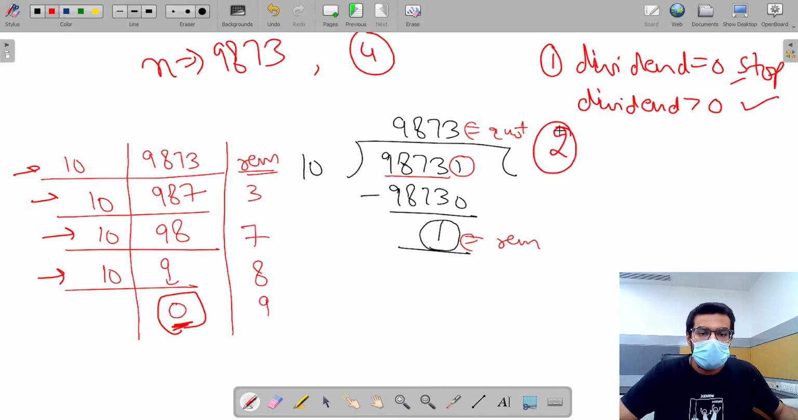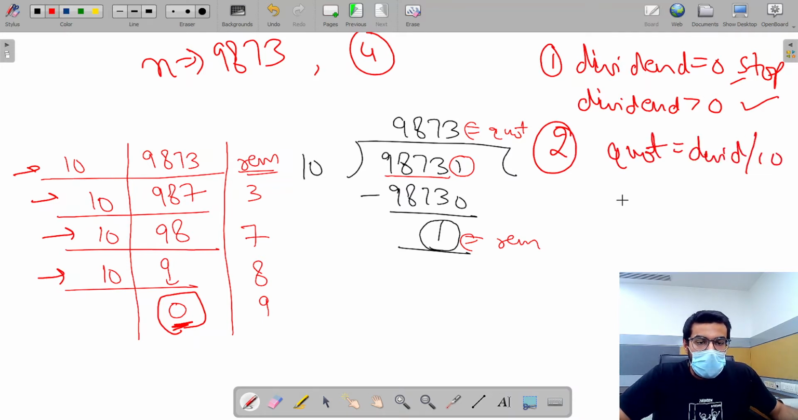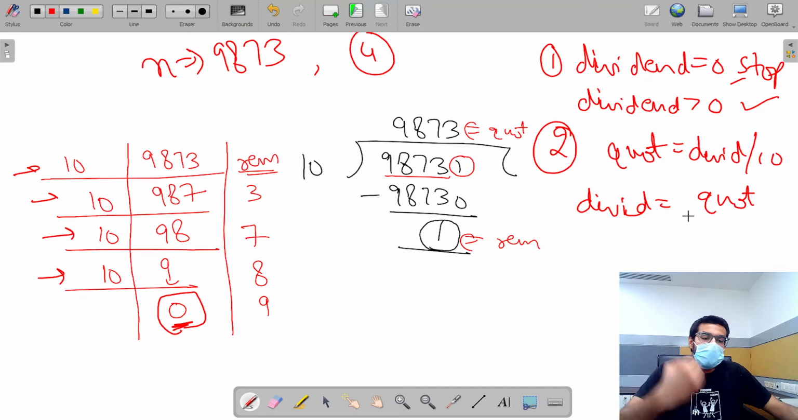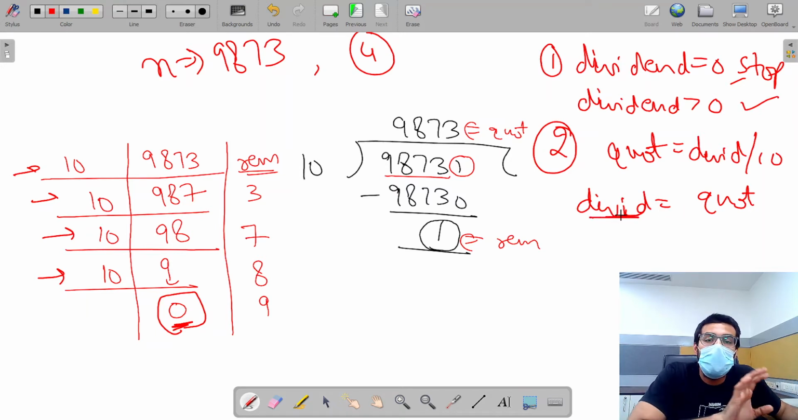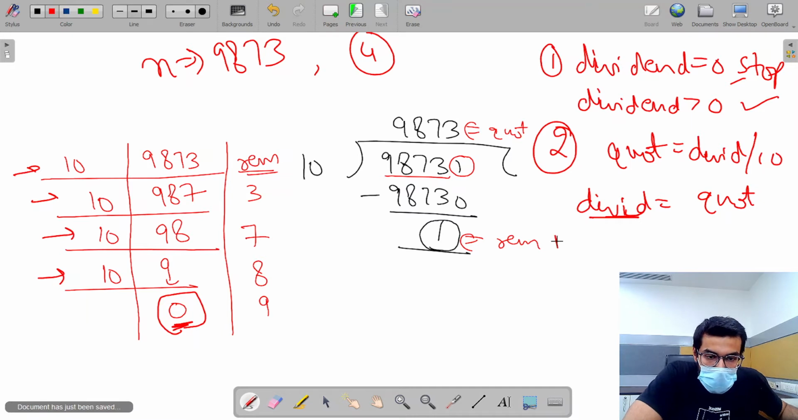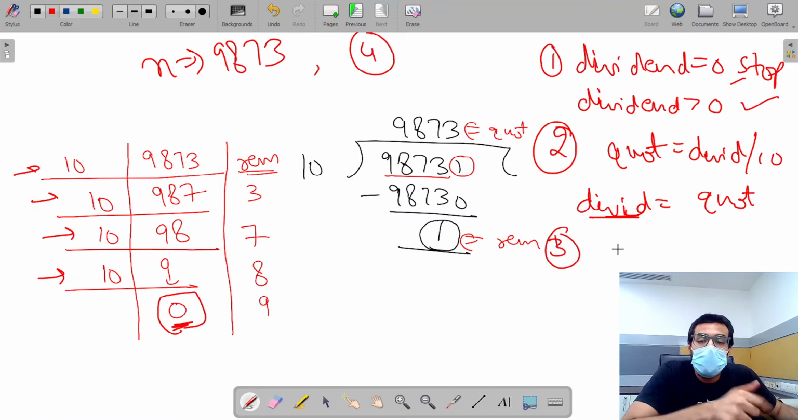The next observation is, each time I am getting the quotient when I divide the dividend by 10, and this quotient is going to be the dividend for the next step. So can I say that dividend is equal to quotient, because this dividend is going to be used in the next step. The third observation is that the initial value of the dividend will be equal to n only. So initially the dividend is equal to n.